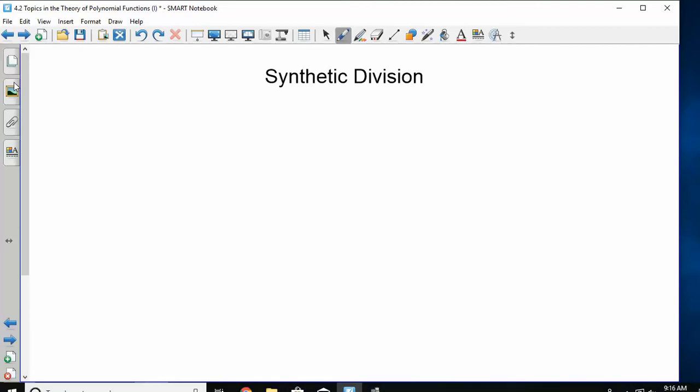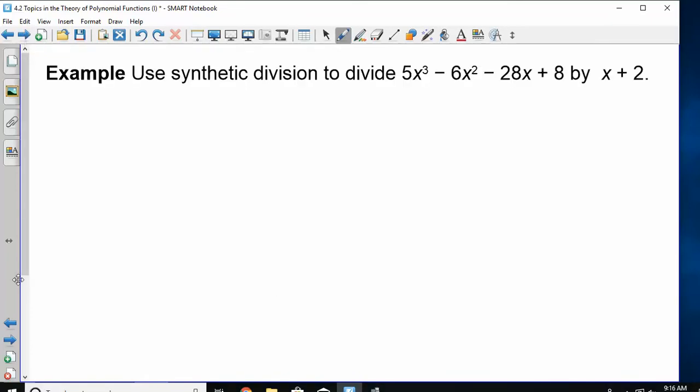The next thing that we want to get into is synthetic division. So we are going to use this to divide polynomials. And I think the easiest way to review synthetic division is to actually just do an example. Is that okay with everybody? So here's what we're going to do. We are going to divide 5x cubed minus 6x squared minus 28x plus 8 by x plus 2.